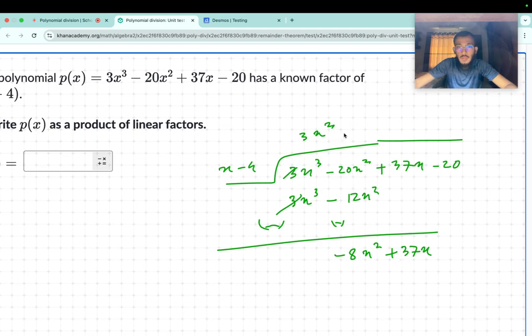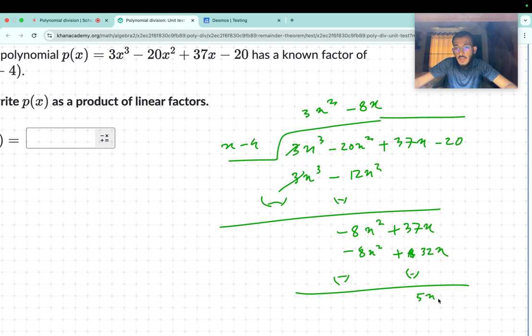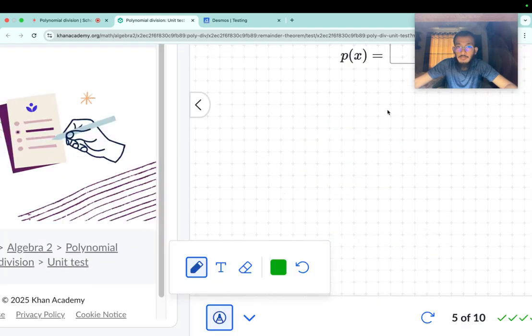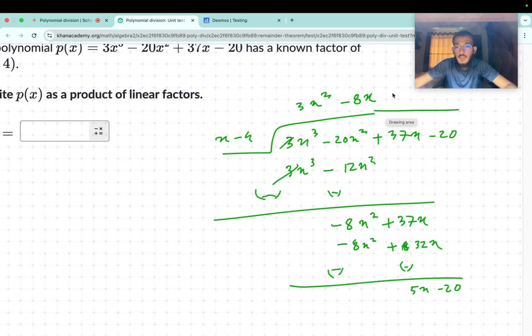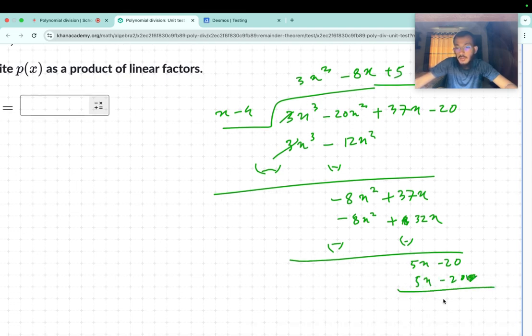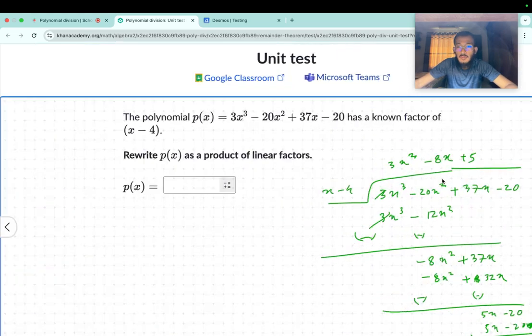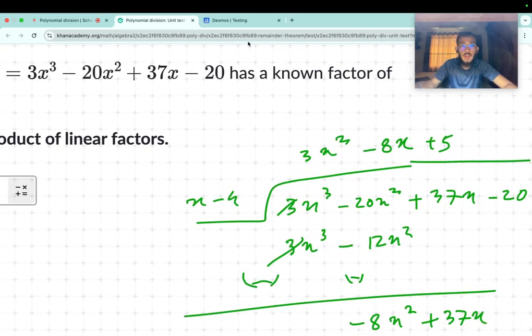So now we use negative 8x, so negative 8x into x is negative 8x squared, and then negative 8 times negative 4 is 32, so we say 32x. When we subtract, we are only left with 5x negative 20, so we could take positive 5, so 5x and 5 fours are 20 gives us the remainder of 0. So we have to just factorize this thing: 3x squared negative 8x plus 5.